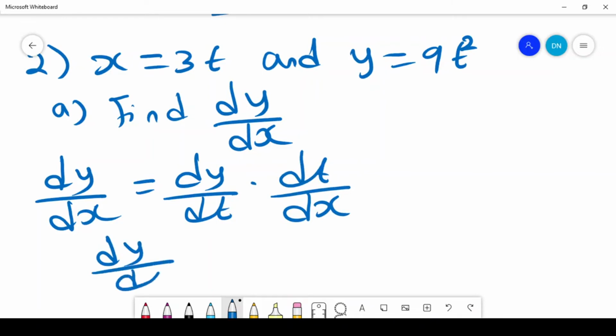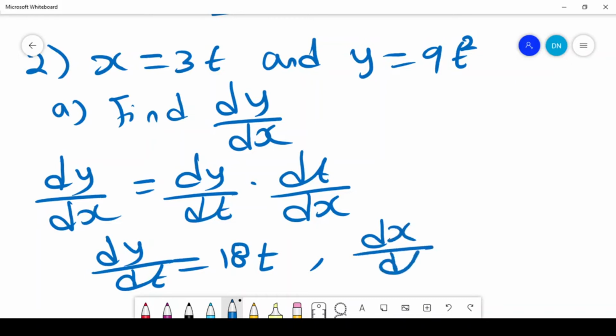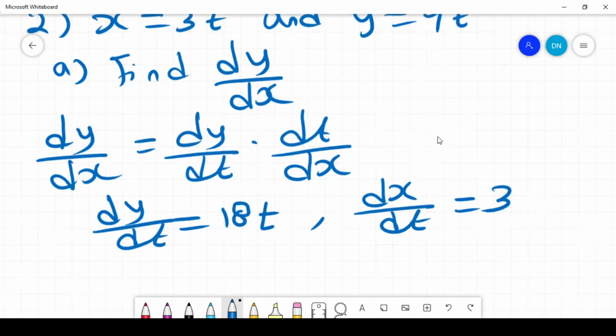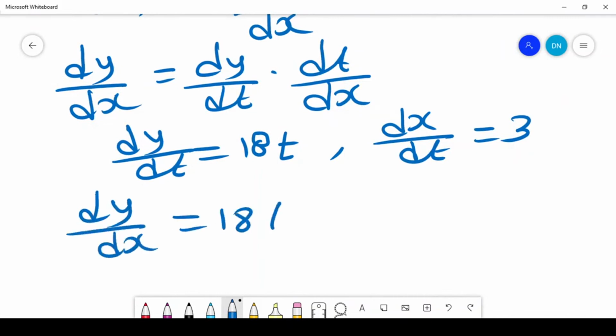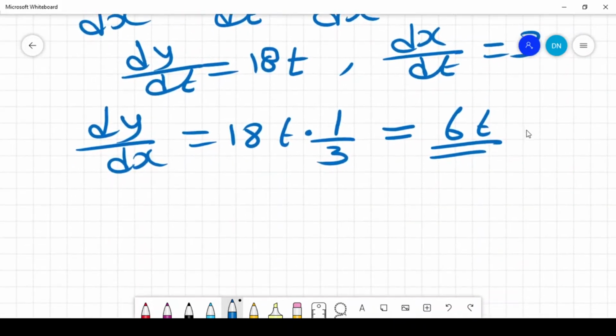dy/dt is 18t and dx/dt is equal to 3. And therefore, because we need dt/dx, not dx/dt, dy/dx will equal 18t times 1 over 3, which will give me the solution of 6t, because we need dt/dx, which is the reciprocal of what we found there.